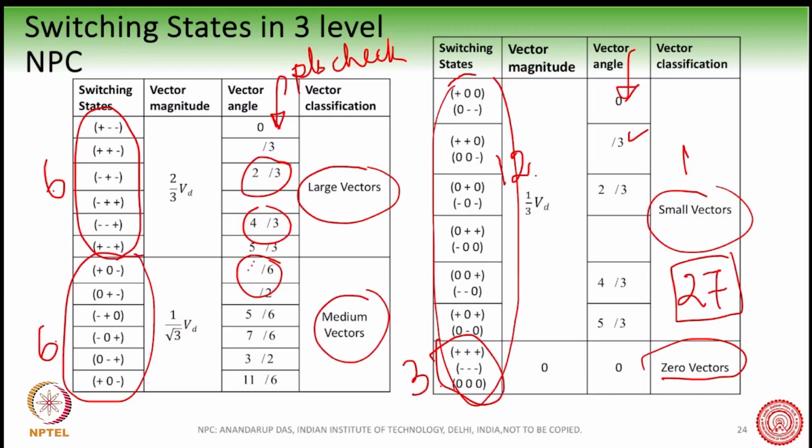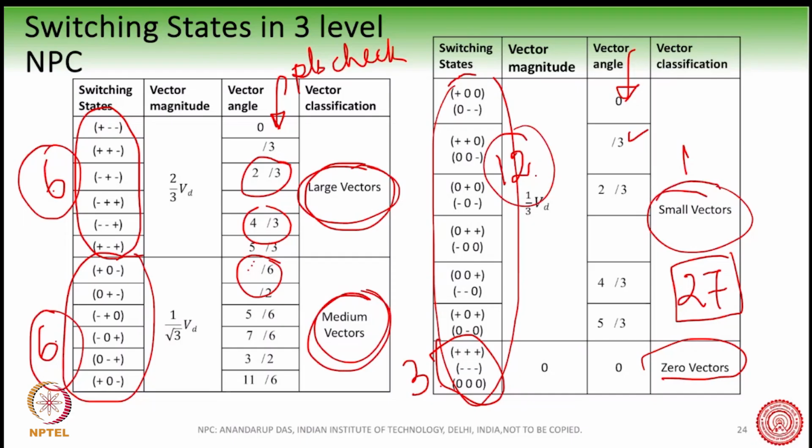Now, for the space vectors, if you see here, these 6 switching states produce 6 large vectors. These 6 switching states produce 6 medium vectors. These 12 switching states produce 6 small vectors. Each small vector has 2 multiplicities. And of course, at the end, you have 3 switching states producing zero vectors.